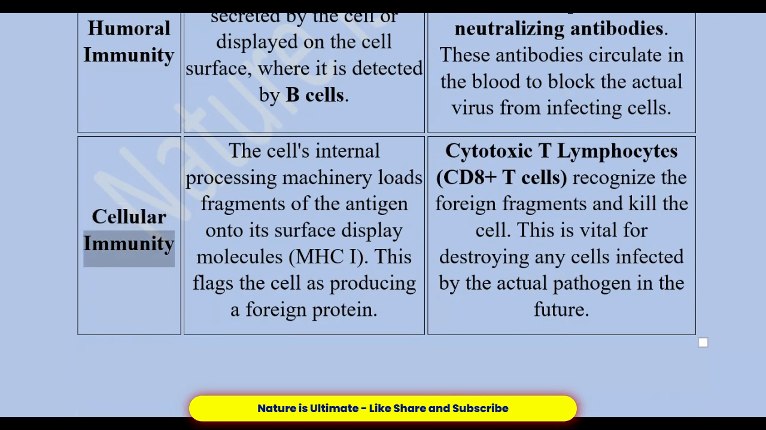Cellular immunity. The cell's internal processing machinery loads fragments of the antigen onto its surface display molecules, MHC I. This flags the cell as producing a foreign protein. Cytotoxic T lymphocytes, CD8+ T cells, recognize the foreign fragments and kill the cell. This is vital for destroying any cells infected by the actual pathogen in the future.